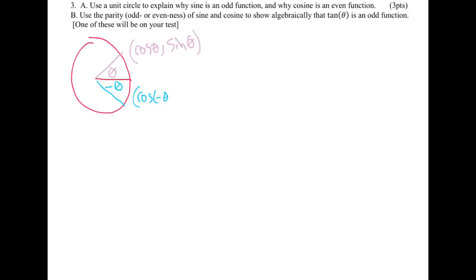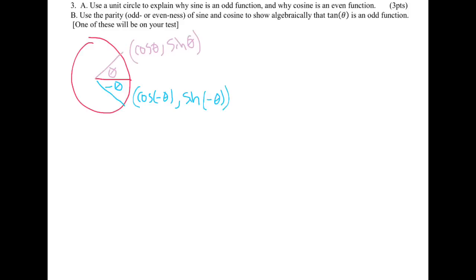Use a unit circle to explain why sine is an odd function and why cosine is an even function. That one is pretty straightforward. If you think about a little reference unit circle, let's call that some positive angle theta, and then let's compare that to some negative angle theta. If we think about the x values here, we have the x value is cosine of theta, the y value is sine of theta, and then here we have the x value is cosine of negative theta, and the y value is sine of negative theta.